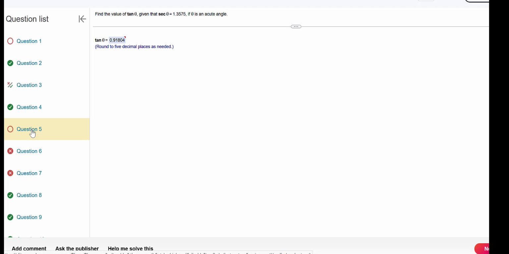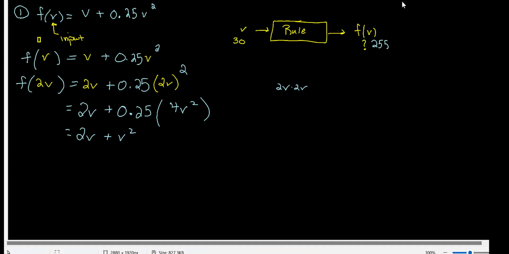Okay, and one last question before we wrap up this segment of the review. Let's take a look at this one. It says find the value of tangent theta given that the secant of theta is 1.3575. Okay, so let's head over here. I'll make us some space.